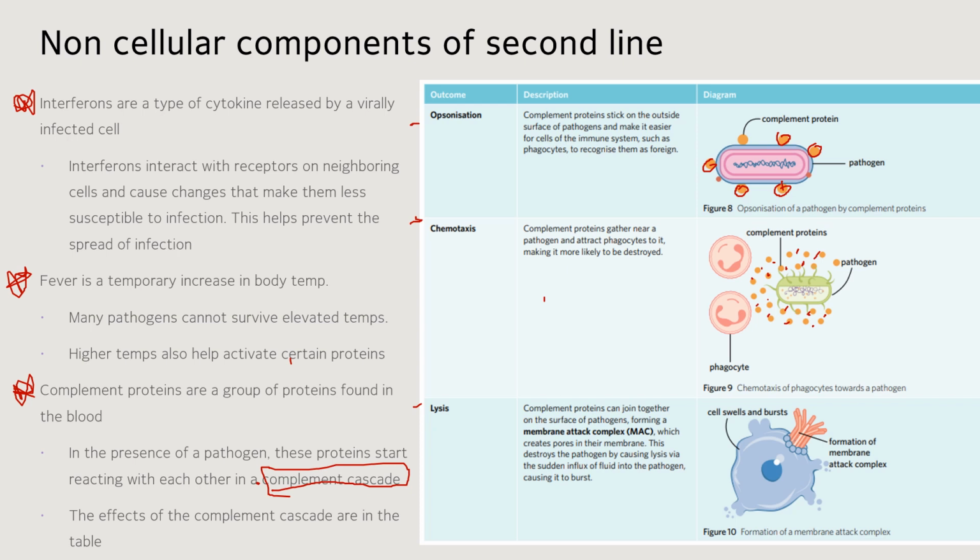So these complements are like, hey guys, look at this pathogen, and they try and draw attention to it, and that means that the phagocytes and all the other white blood cells can recognize it and come and attack it.